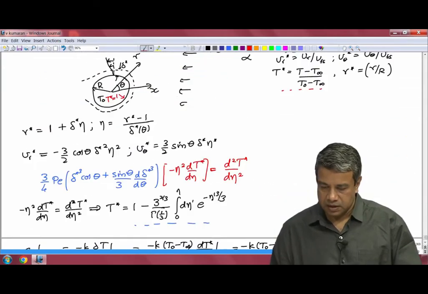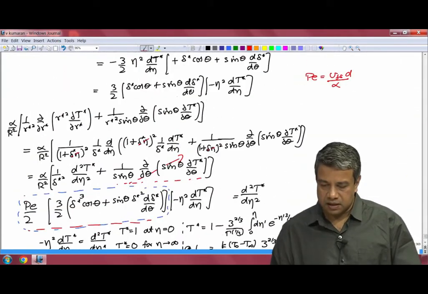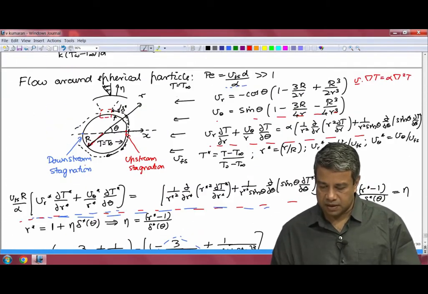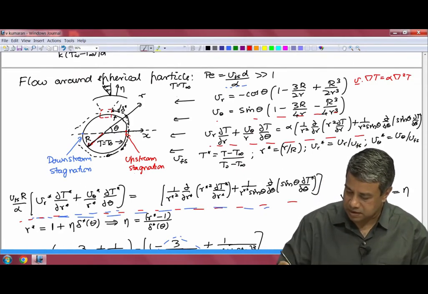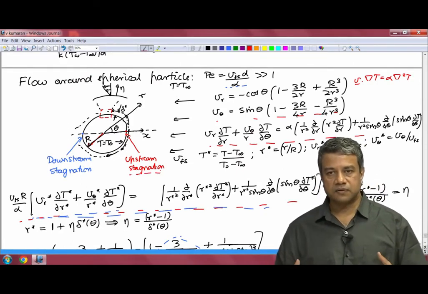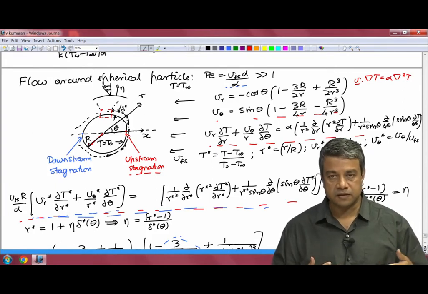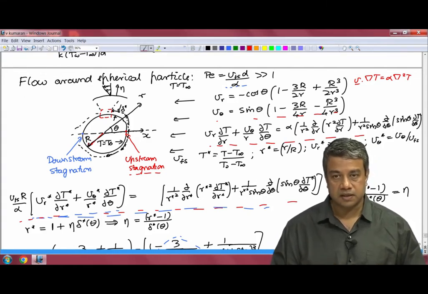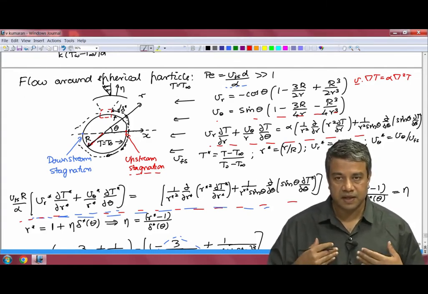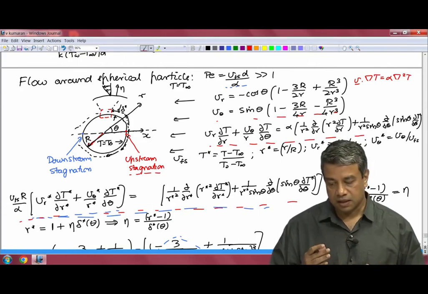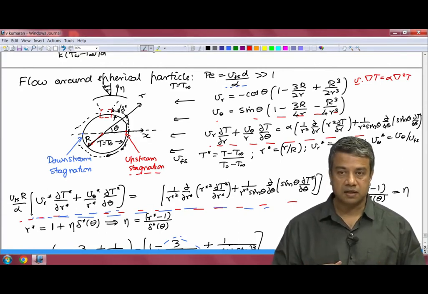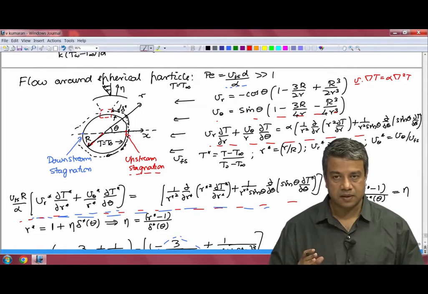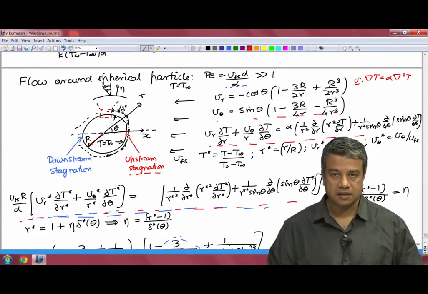Recall that theta equal to 0 is what we had referred to as the upstream stagnation point. This is where the flow is incident on the sphere and there is diffusion from the sphere. So, the diffusion from the sphere and the flow towards the sphere are in opposite directions, and at this location you would expect a balance between convection and diffusion and a finite boundary layer thickness as a result.